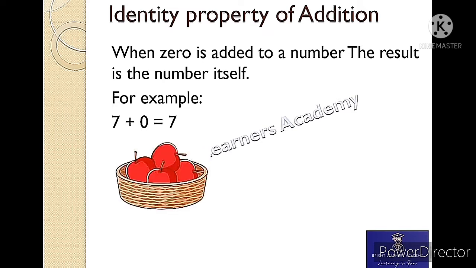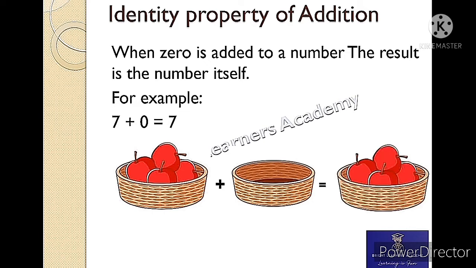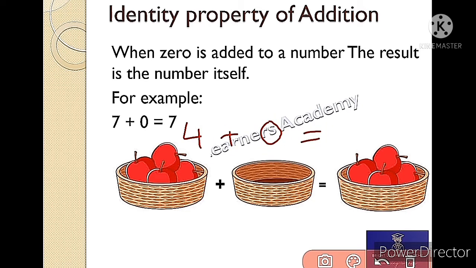Suppose there is a basket in which 4 apples are kept. And there is another basket which is empty, or we can say there is 0 apple. When we put apples of both baskets together, we got only 4 apples. Right? So the identity of the number is not changed. See, in this basket there are 4 apples, and in this there are 0. So it would be same.